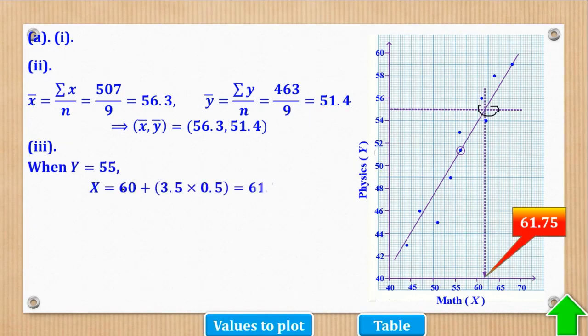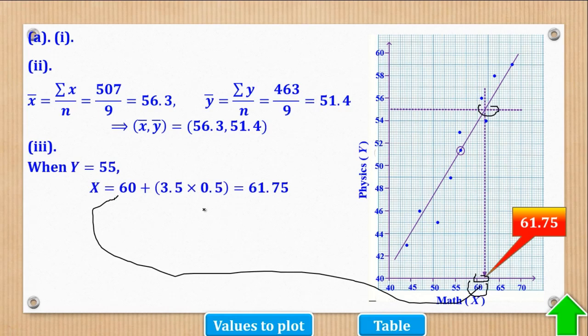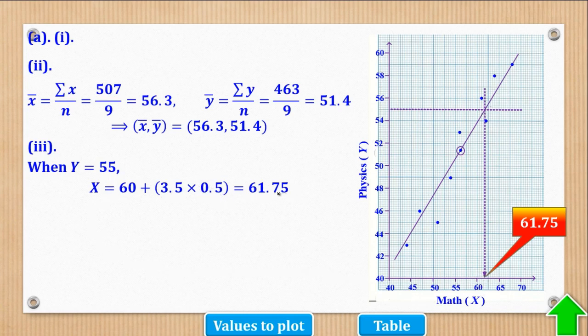How did they get it? They said, first of all, this is 60. That's why you put it here, 60. Then from here up to the point, there are 3.5 small squares. But we know that the scale gives us that each small square represents 0.5 units. That's why I multiply by 0.5 units, and in the end you come up with 61.75. So in short, these ones are number of small squares, and this is the scale for one small square.